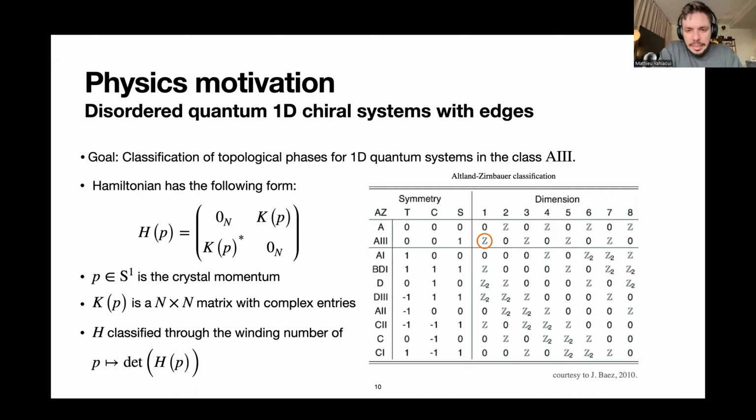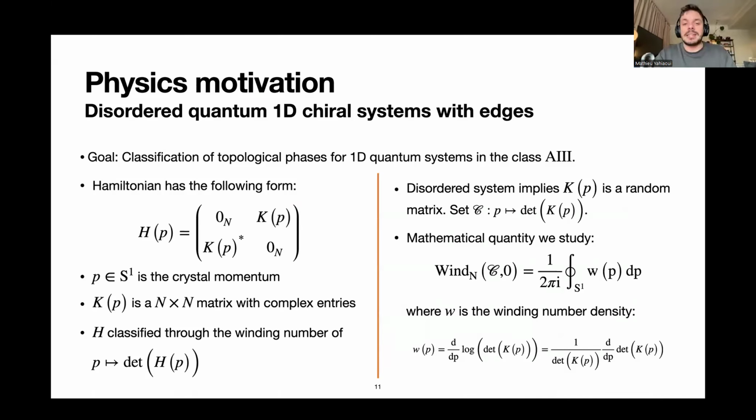It is chiral. For those of you who are familiar with the Altland-Zirnbauer classification, we're working in the A3 class, essentially, in one dimension. And okay, for the sake of simplicity today, I'm going to skip a bit of the story, but we classify those Hamiltonians through the winding number of their upper left block. And I can see there's a typo in my slide, so I apologize for that. So it should be the winding number of P maps to that of K(P), not H of P. Sorry for that.